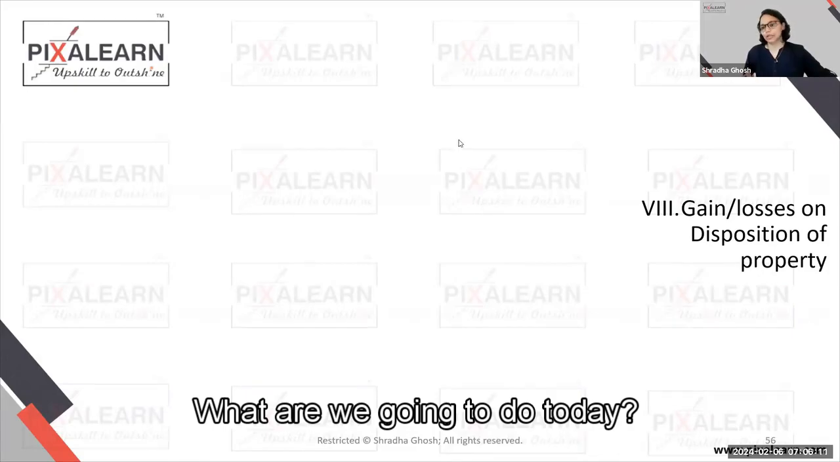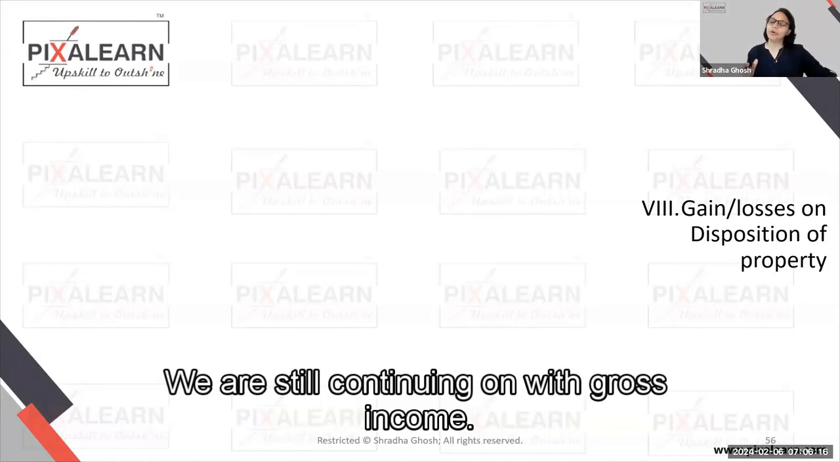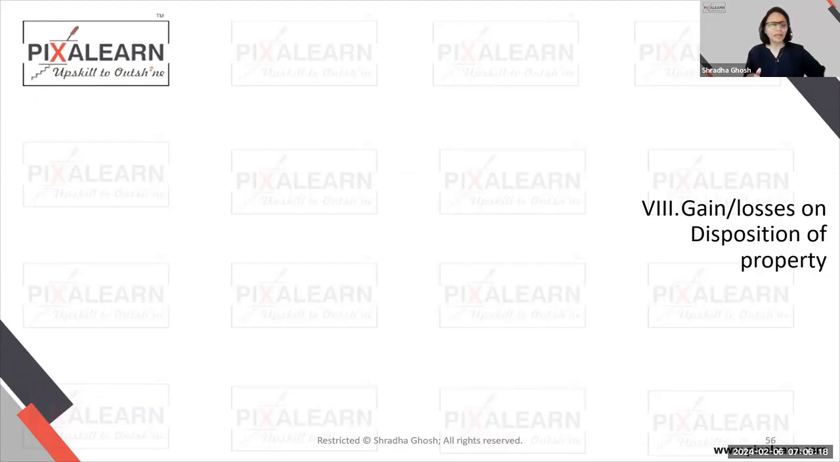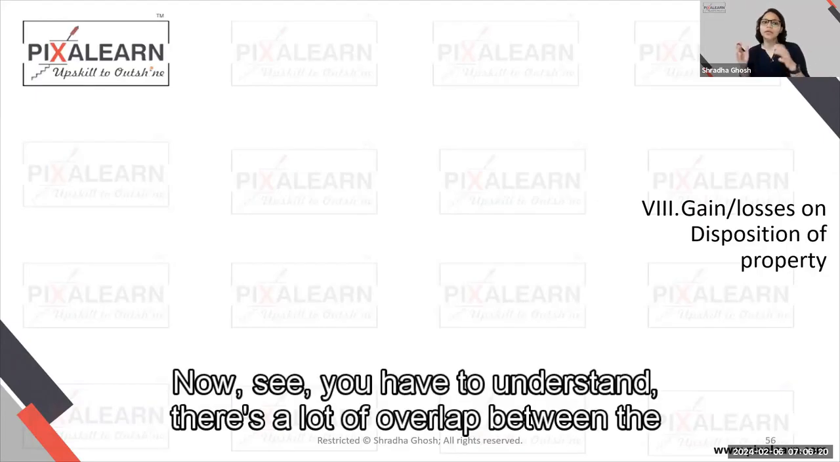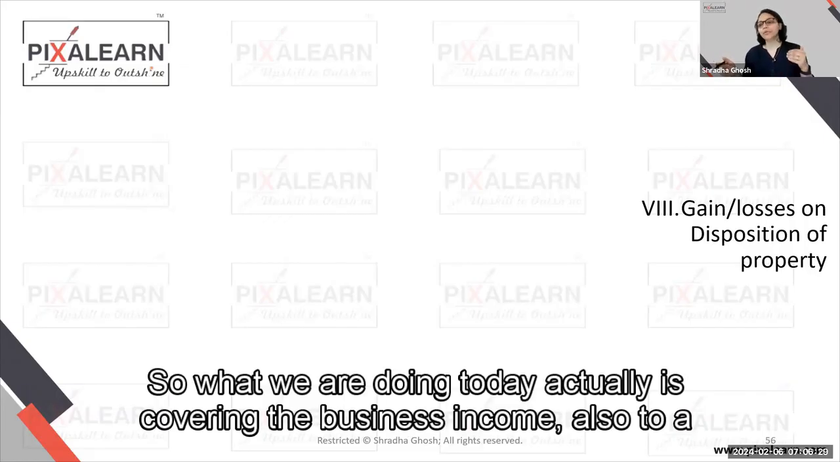What are we going to do today? There are certain topics that we're going to talk about. We are still continuing on with gross income. Now, you have to understand there's a lot of overlap between the individual taxation items of gross income and the corporate taxation items of gross income. So, what we're doing today actually is covering the business income also to a great extent.